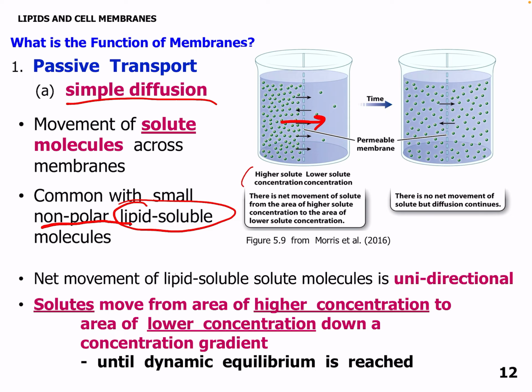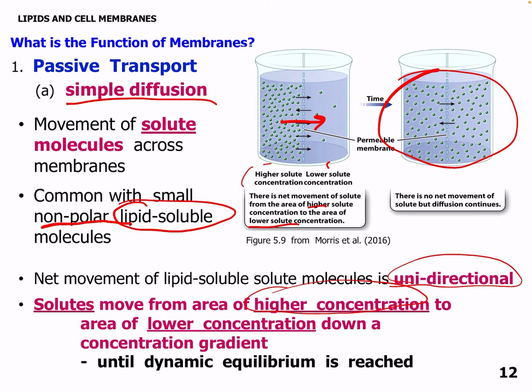So here we have a high solute and lower solute on each side, high, low. There's a net movement of solute from an area of higher to an area of lower solute concentration. So when we have equal complete permeability and we have equal on each side, there will be no net movement because we always move from that high to low. So net movement of lipid-soluble solutes and molecules is unidirectional. Solutes move from an area of higher concentration to an area of lower concentration down a concentration gradient.